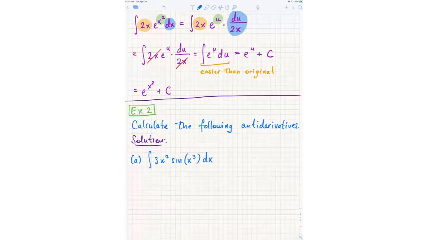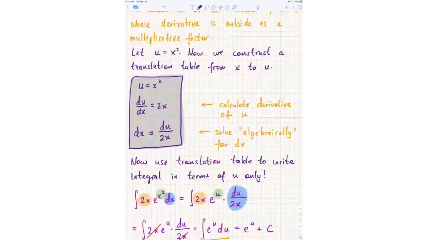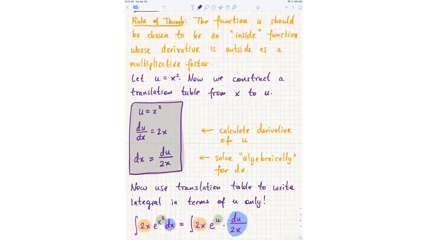Okay, so let's look at this antiderivative. Keeping in mind the previous example, I want to rewrite this antiderivative in terms of a new variable u. What should I choose for my u? If you're not sure what that means, just scroll back up into your notes. So what is my rule of thumb?